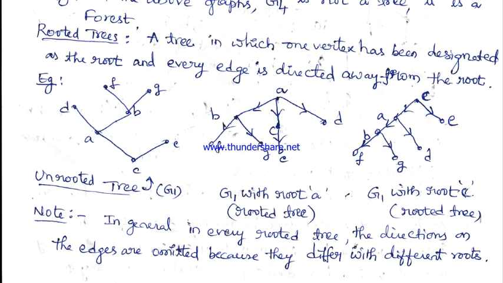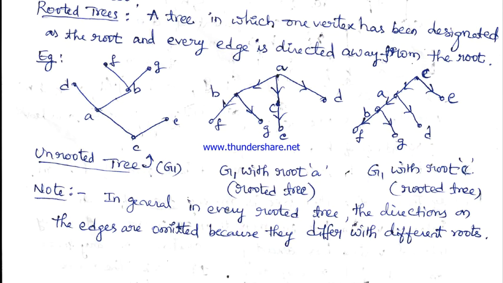Now let us see what is a rooted tree. Look at the example shown here, the first one. Suppose in a graph, one of the vertex is designated as a root. We may designate any vertex of the graph to be a root. And every edge is directed away from that root. So what we are doing in a graph, arbitrarily we are designating a vertex as a root. And every edge is directed away from that root. That formation of the graph is called a rooted tree.